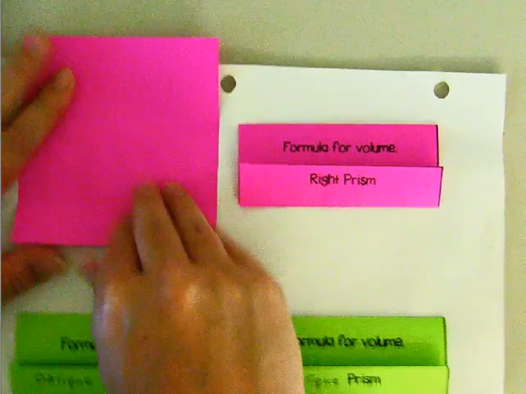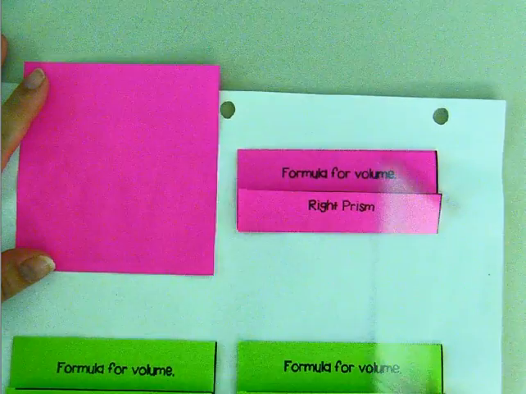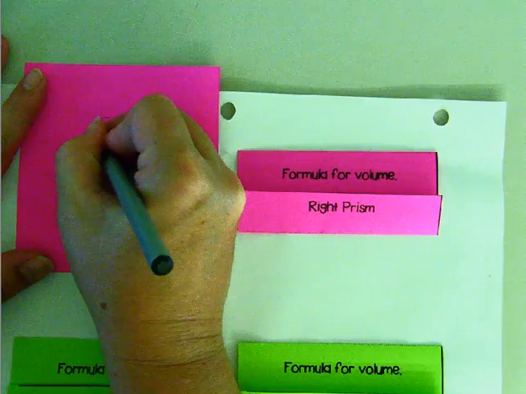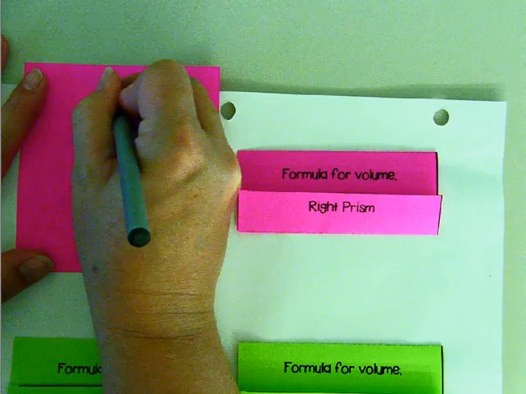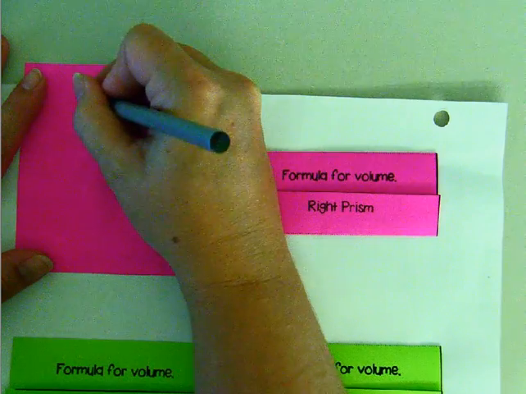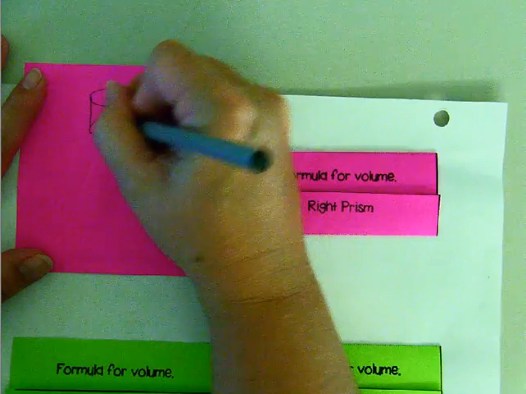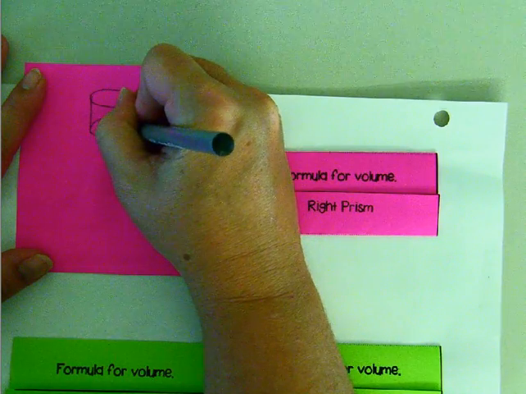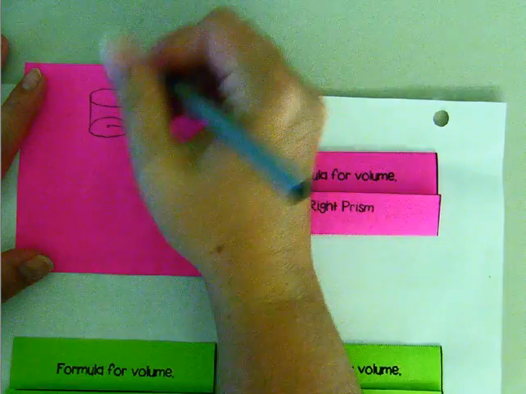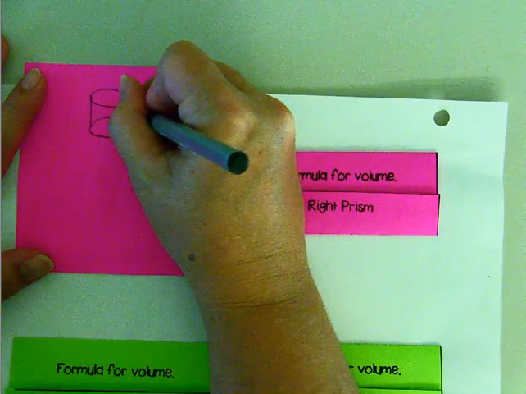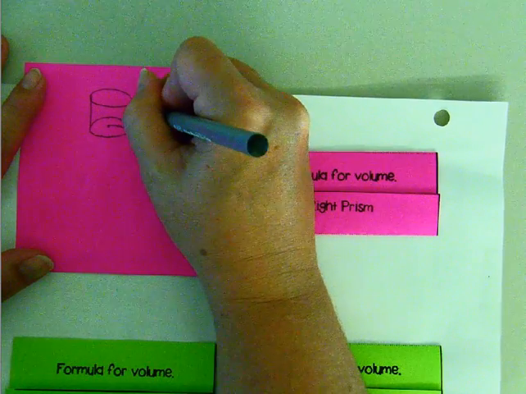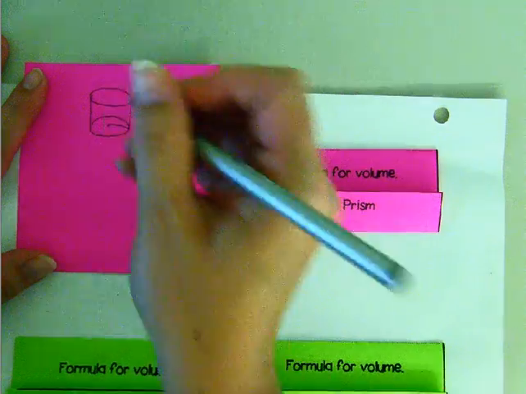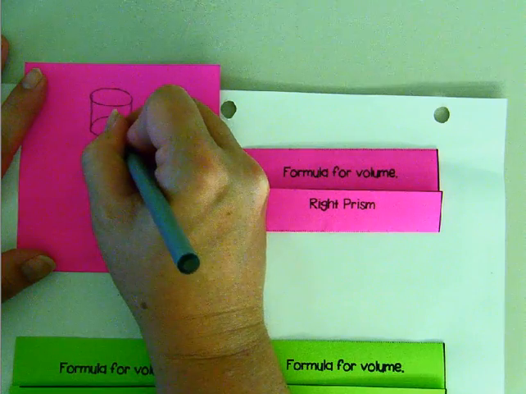So our right cylinder, the first thing that we're going to do here is we're going to draw a picture. Connect, draw our center with our radius, and I'm going to label my height as being 5 centimeters, and my radius is 2 centimeters.